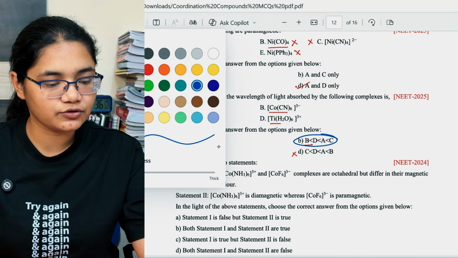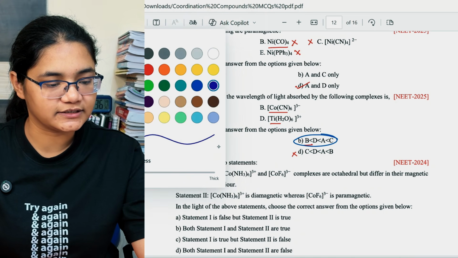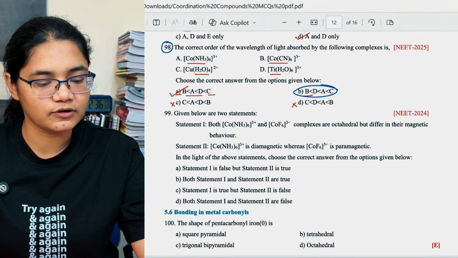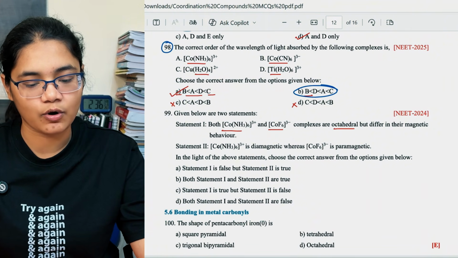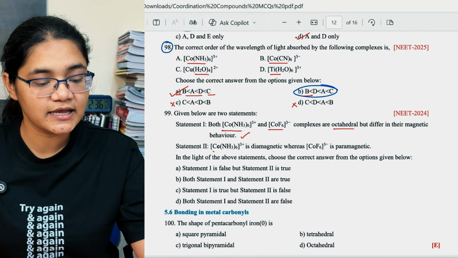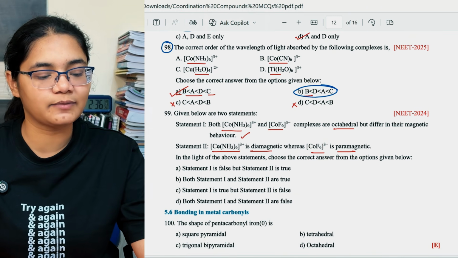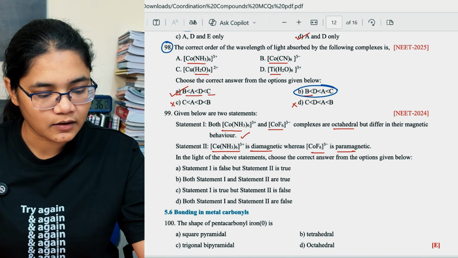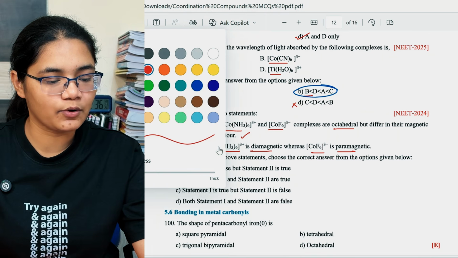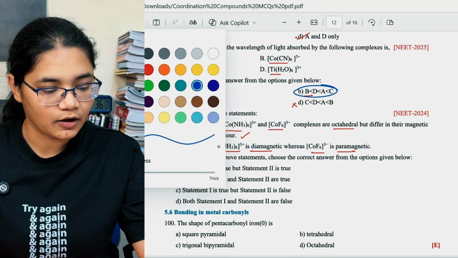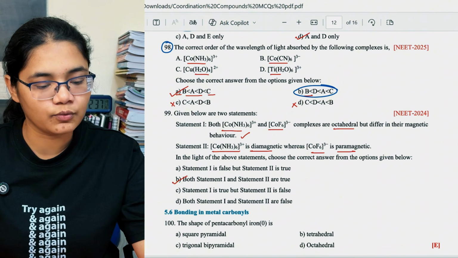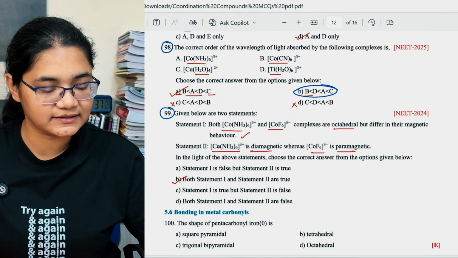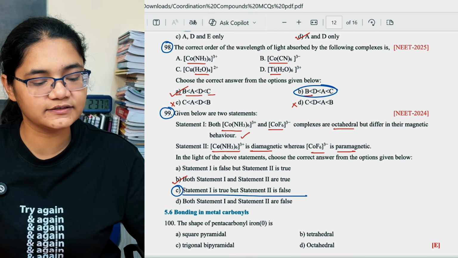Next is the question, which of the following... I'll change the color, one second. Which of the following are two statements? You have to state correct or false. Co(NH3)6 and CoF6 are octahedral but differ in their magnetic properties. Co(NH3)6 is diamagnetic and CoF6 is paramagnetic. So both the statements are actually true. So that has to be option number B. But here also the answer given is actually wrong. Both statement 1 and 2 are true, that is the correct answer. But the answer that is given to you is C, but that is the wrong answer.